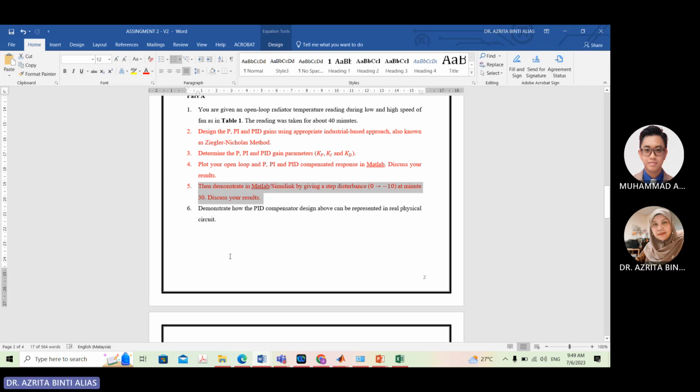Boleh? Nanti awak buat I dengan T tu kosong. Kosong. Boleh? Ya, boleh. Okay, so the last question for the task part A. So you need to demonstrate how the PID compensator design above can be represented in a real physical circuit. So ni pun ada keluar finals. Rasanya lah. Tapi makan dia tak banyak.